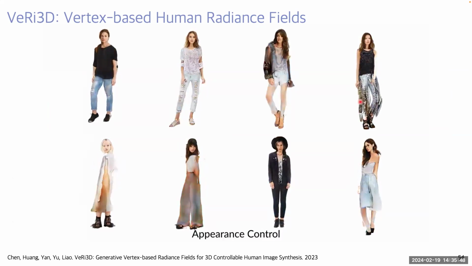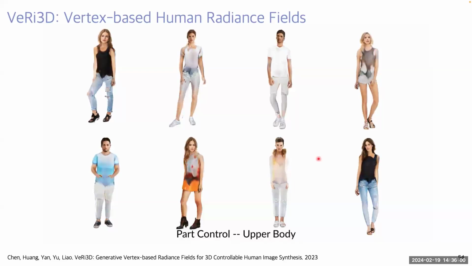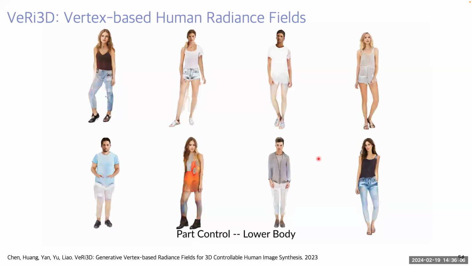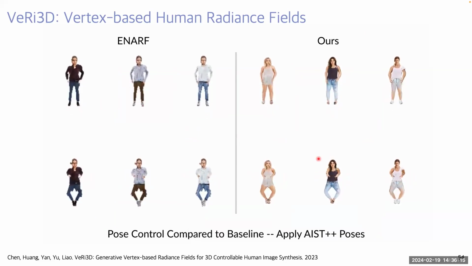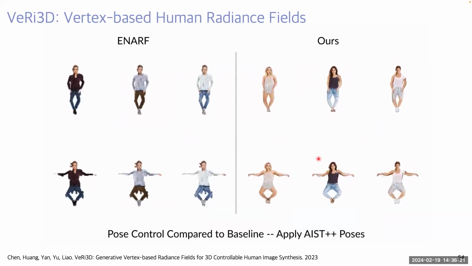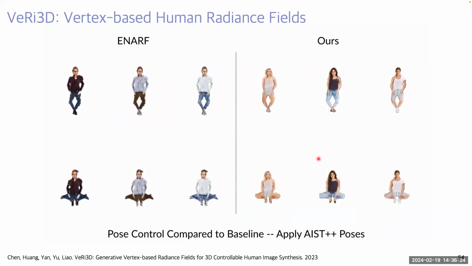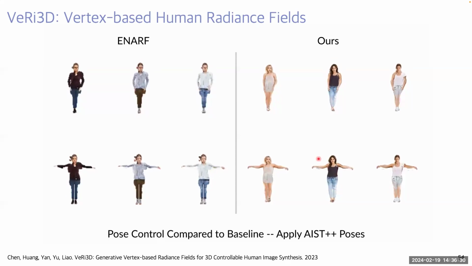We show appearance control as well, where we interpolate in the latent space. And here we show part control, where we apply control to the head, to the upper body, and to the lower body individually. And here we show that the method can generalize quite well to unseen poses. The model is trained on the DeepFashion dataset, and then we transfer to AIST++ poses where people perform dancing, and it performs reasonably well.